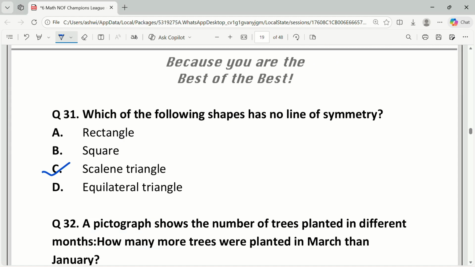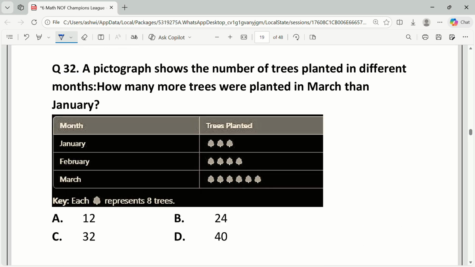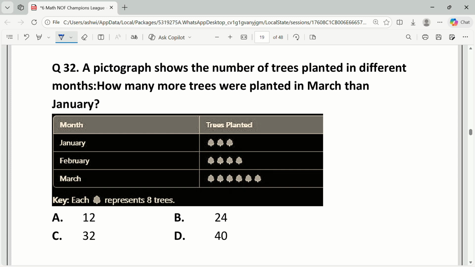Question 31. Which of the following shapes has no line of symmetry? The answer is C, scalene triangle. A scalene triangle has no line of symmetry because all three sides are of different length and all three angles are of different measures. A line of symmetry must divide a shape into two mirror image halves, which is not possible for a scalene triangle. Rectangles, squares, and equilateral triangle have at least one line of symmetry.